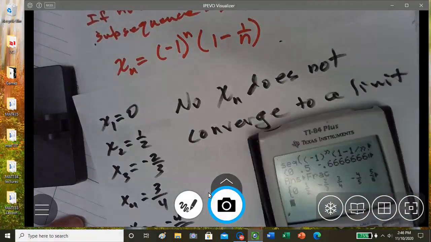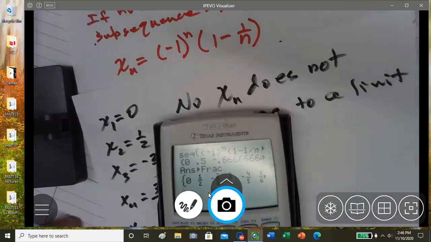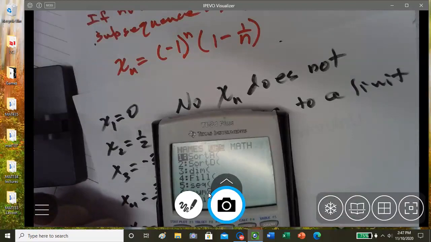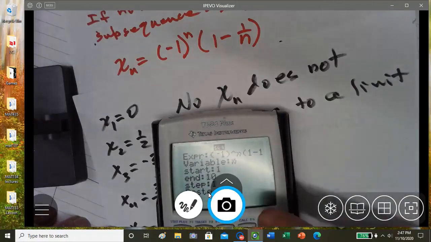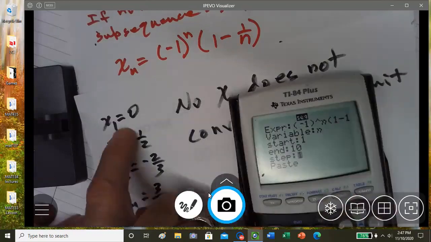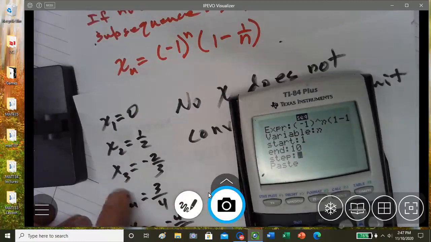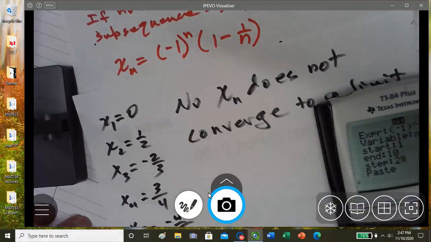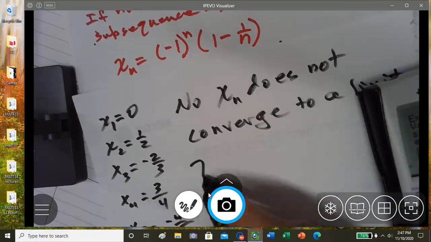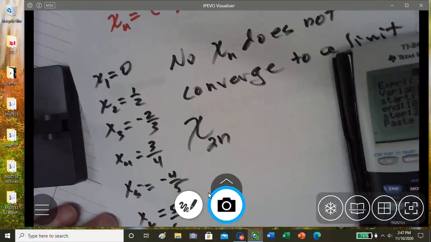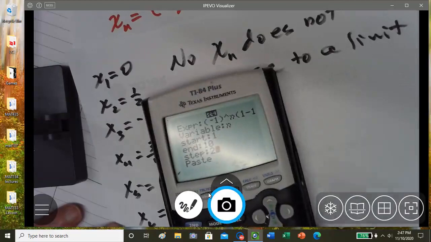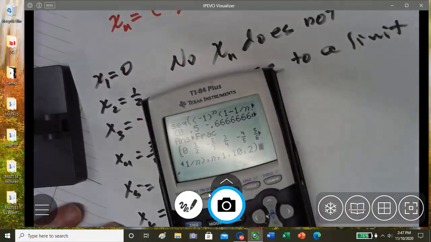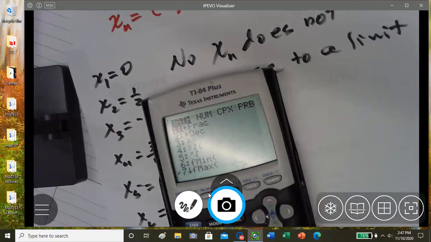So we need to come up with a subsequence. Alright, so what we can do here is we can go back to our second and list and back to ops and 5. And there's our sequence. So now what we can do is we want to change the step. Instead of 1, in other words, instead of being x1, x2, x3, we're going to go to step 2. And so that produces an x sub 2n for us. Okay, so our sequence is now x sub 2n. So when we go back to do our sequence again, now we're at a step of 2 and hit enter. Okay, and then change it to fraction.